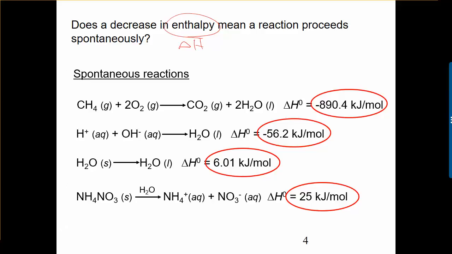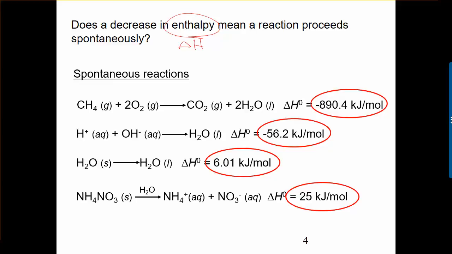So can we describe the process of spontaneity of a reaction simply by its enthalpy? Can we look at the enthalpy and say, this is spontaneous, it's exothermic. This is spontaneous, it's exothermic. But this is spontaneous and it's endothermic. So can I just say an exothermic reaction is spontaneous? All exothermic reactions are spontaneous, all endothermic reactions are non-spontaneous? I can't say that, right?